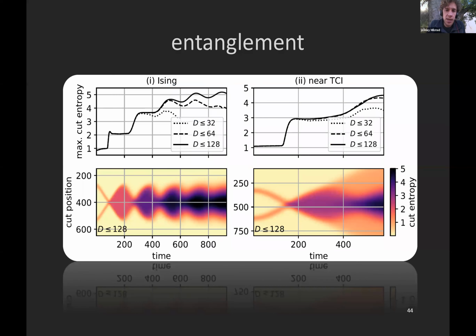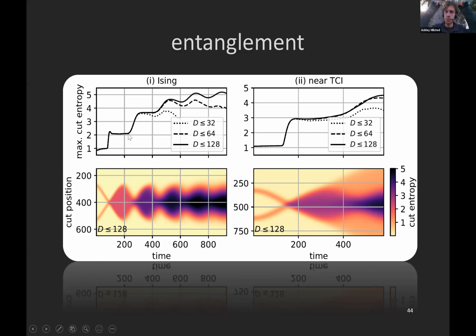So briefly on entanglement. The top plot is the maximum cut entropy, which is the maximum saturation of the bond dimension, if you like, from the MPS perspective. It's more or less constant before the collision because nothing much is happening except these kinks are moving. At the collision, a bunch of entanglement is produced, as you might expect from the interaction effects. As things move away from the collision, the entanglement sort of plateaus.